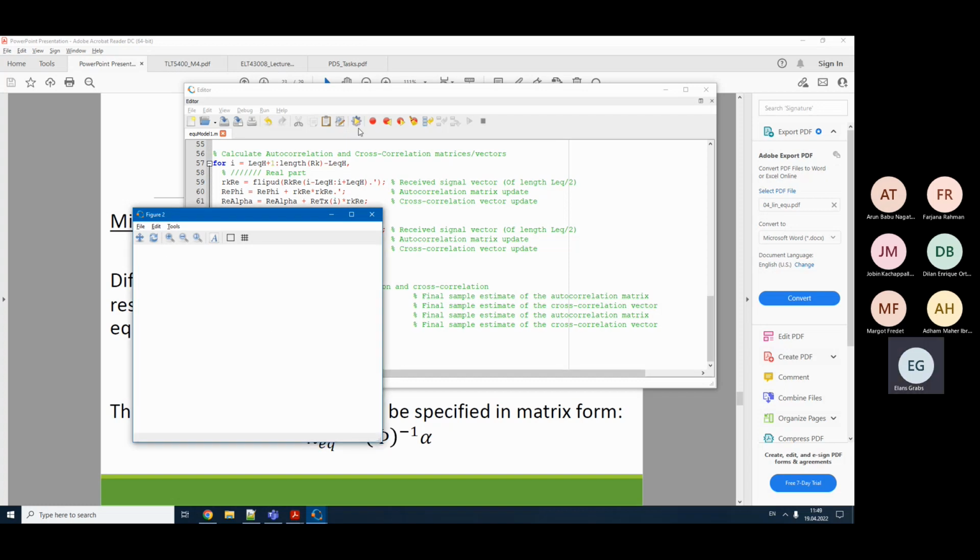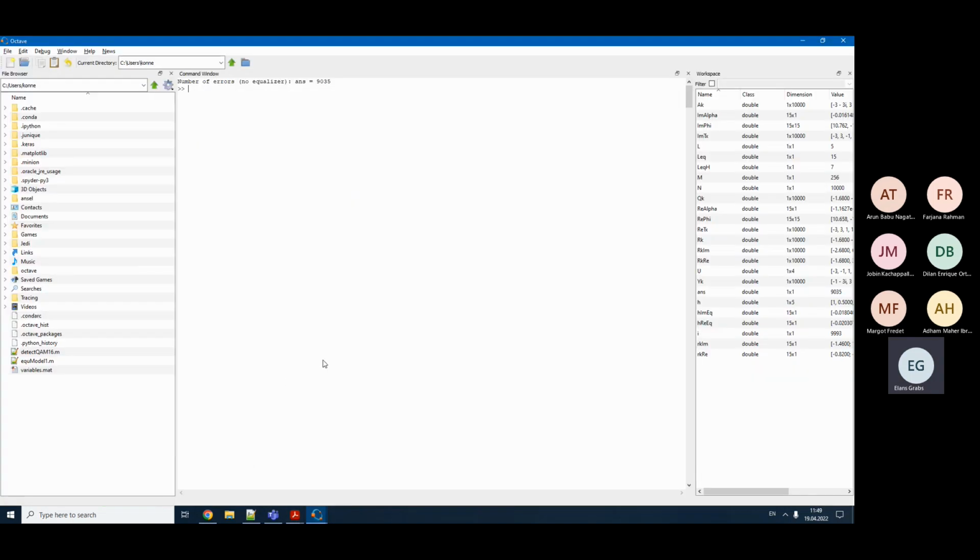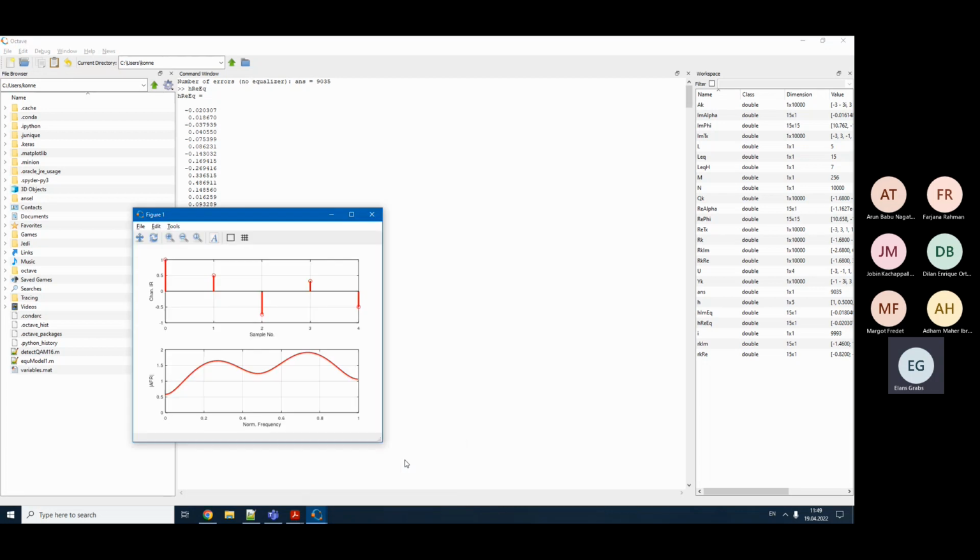So let's see how these equalizer coefficients look. That would be H real EQ and H imag EQ. They are a little different, right? But still somewhat similar. But let's plot them, because this way it's quite difficult to tell.